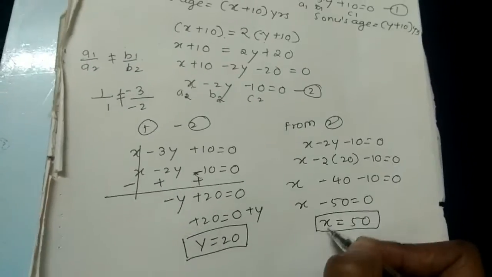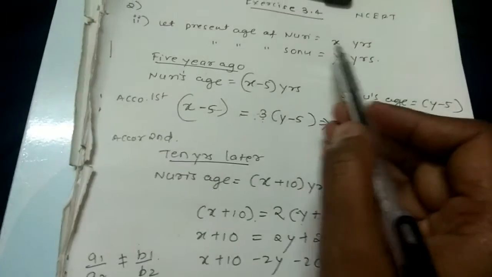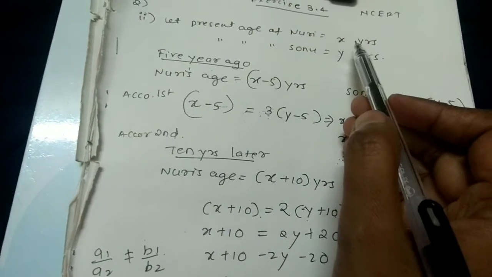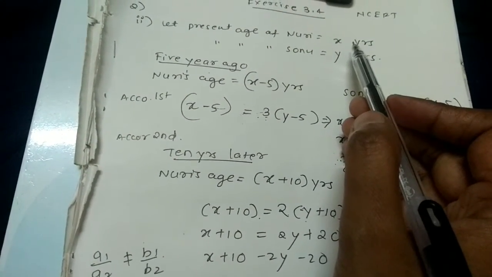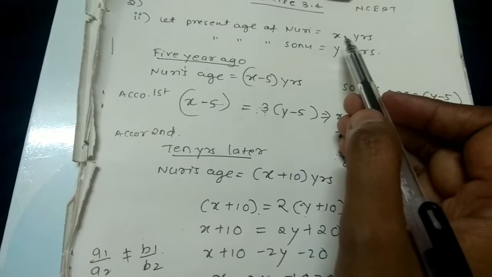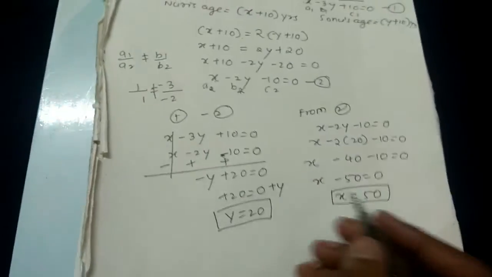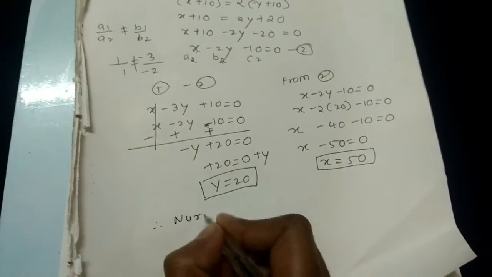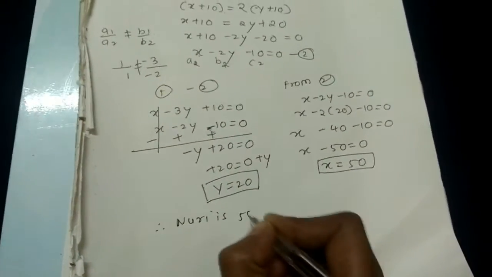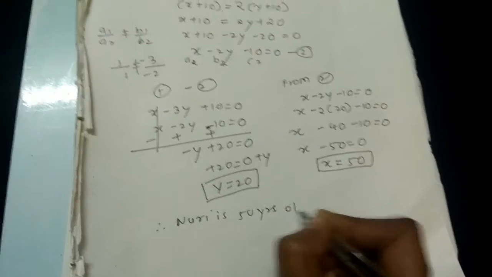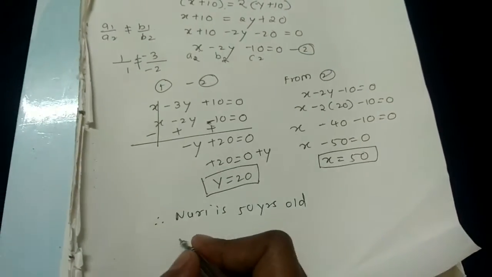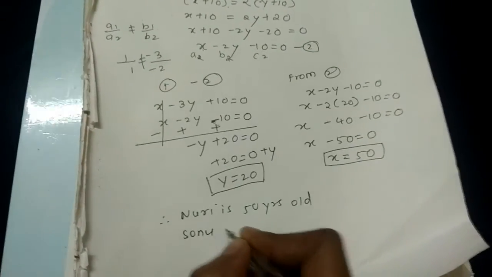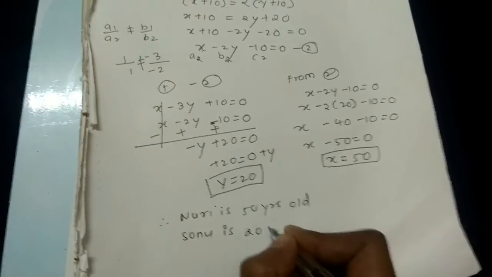So what were our x and y? x was the age of Nuri. That is what they are asking in the question: how old are Nuri and Sonu. So x is the age of Nuri, therefore Nuri is 50 years old, and y is what? Sonu's age, and Sonu is 20 years old.